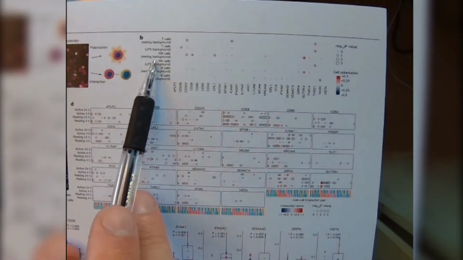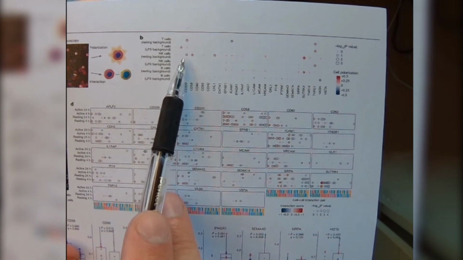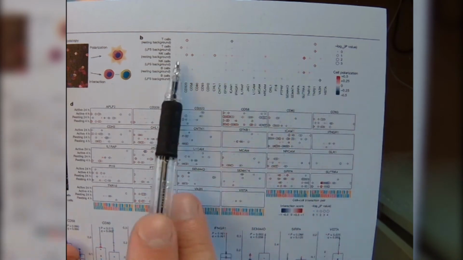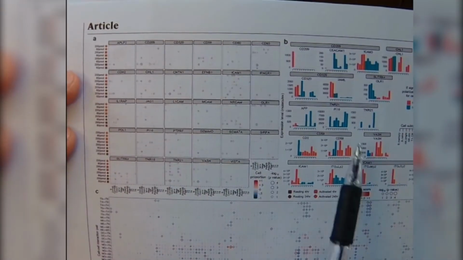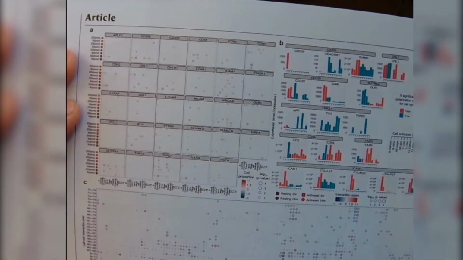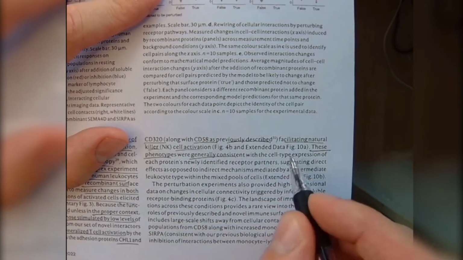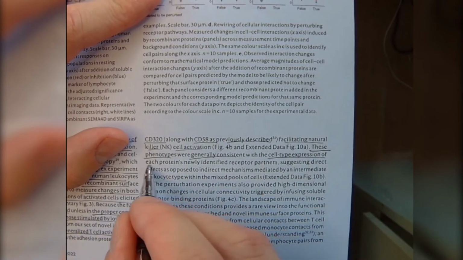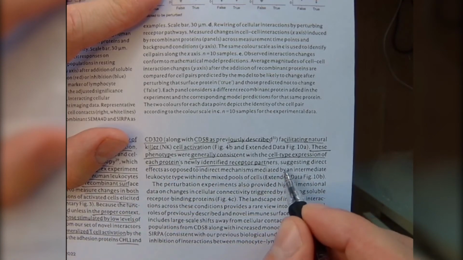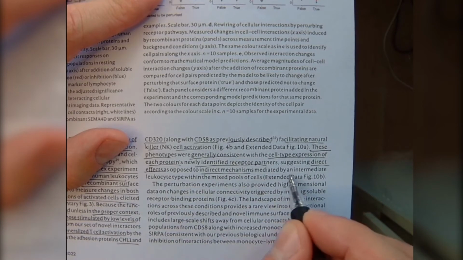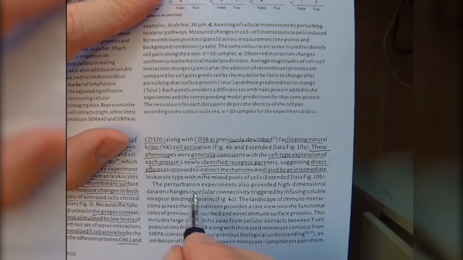In 4b, T cells, LPS, NK cells with CD320, CD58, cell polarization. Does that make sense? So you've got here just a more complete version shown here with the different proteins. These phenotypes were generally consistent with the cell type expression of each protein's newly identified receptor partners, suggesting direct effects as opposed to indirect mechanisms mediated by an intermediate leukocyte within the mixed pools of cells.